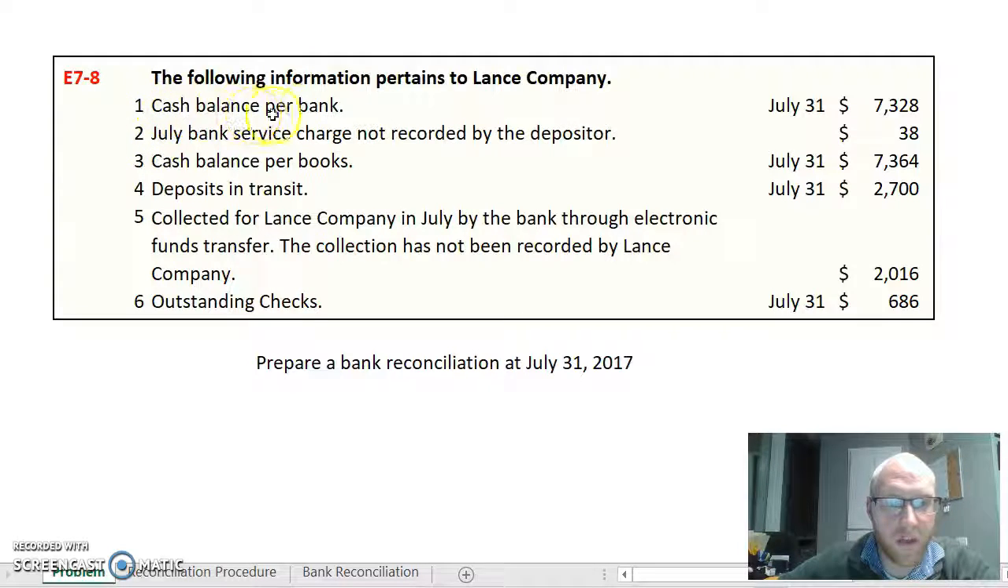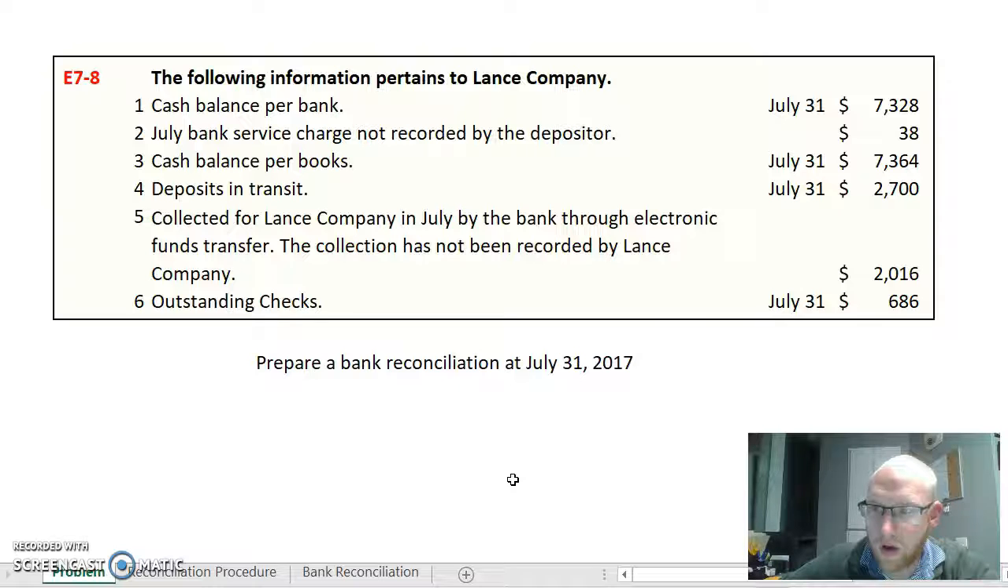The cash balance per bank on July 31st was $7,328. The July bank service charge not recorded by the depositor was $38. The cash balance per books on July 31st was $7,364. The deposits in transit on July 31st was $2,700. The amount collected for Lands Company in July by the bank through electronic funds transfer is $2,016, and any outstanding checks for $686. Now with this data, we are supposed to be preparing a bank reconciliation.